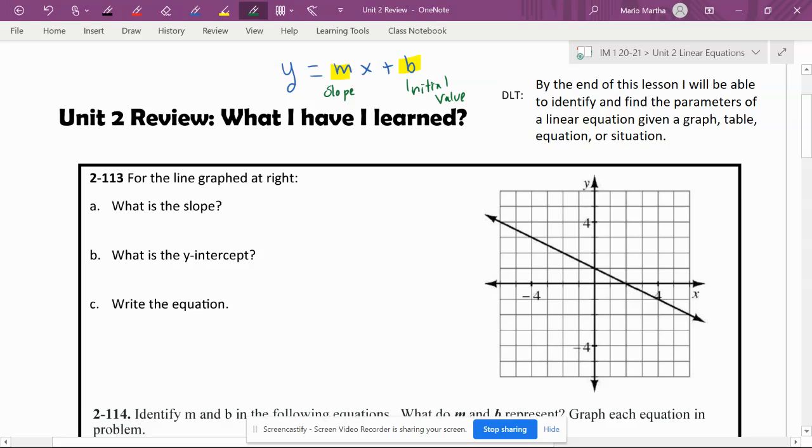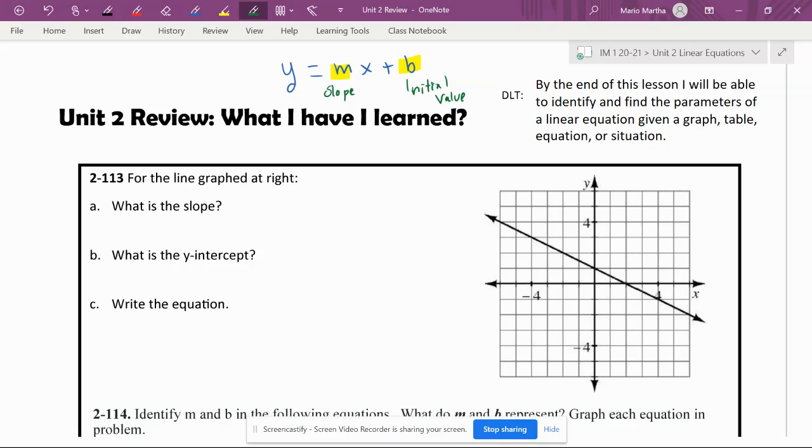Throughout the unit, we have seen the different ways we can look at a line in the form y equals mx plus b. It can be in a table, where we identify m by looking at the change in y and the change in x. Same thing in a graph, by using the slope triangles.